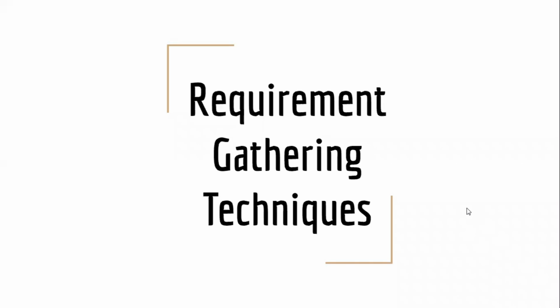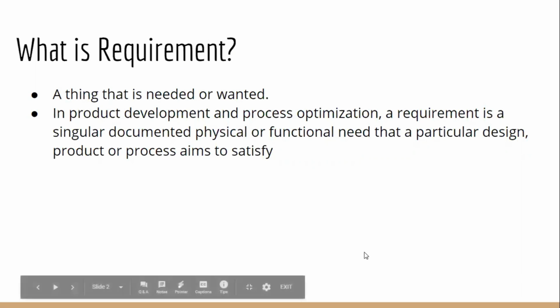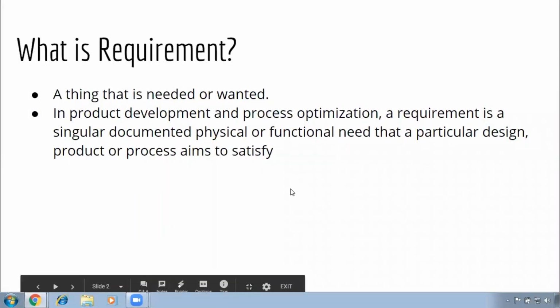So the next topic here is requirement gathering techniques. The first question is, what is a requirement? A thing that is needed or wanted is called a requirement. In technical terms, in product development and process optimization, a requirement is a singular documented physical or functional need that a particular design, product, or process aims to satisfy. In simpler terms, it is something that you need to satisfy.